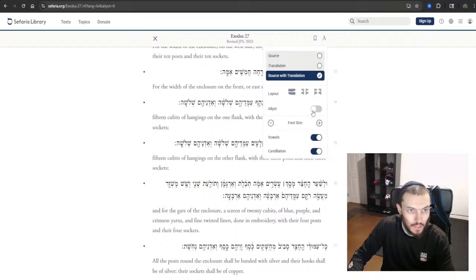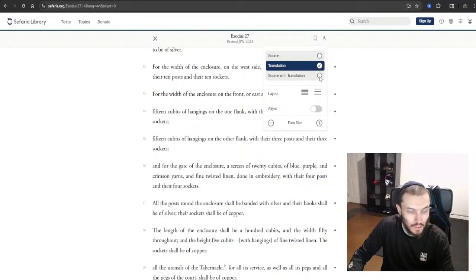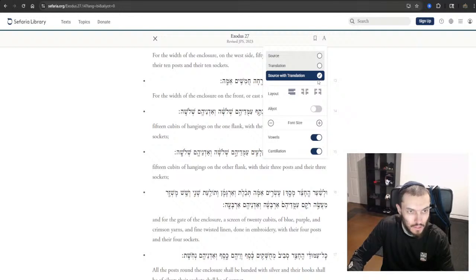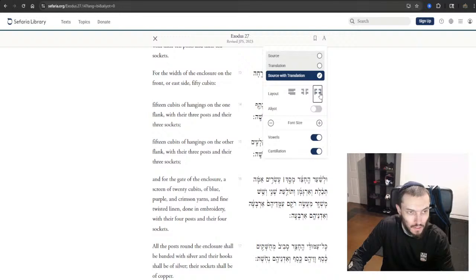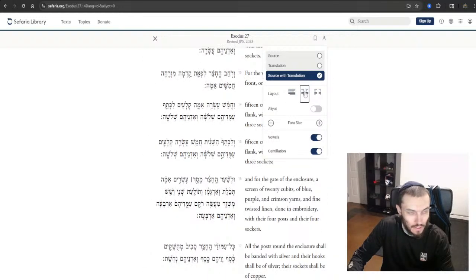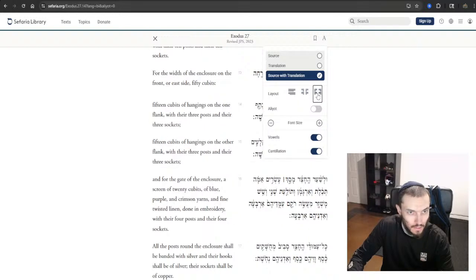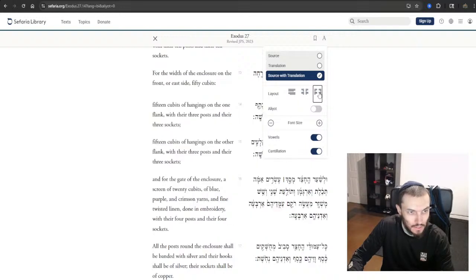Oh, wait a second. Source. Source Smith translation. Okay, this is right above. This is side by side. This is side by side with it going the other direction. Or they're coming to the middle. They're centered. This is to the outside. So basically justified.